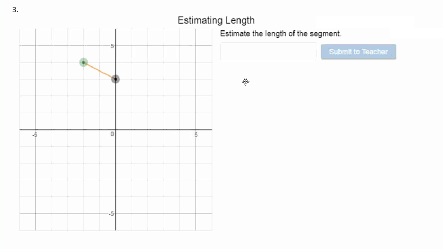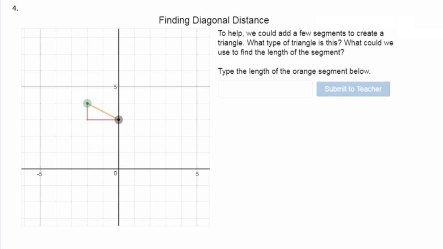Is there a way that we could calculate the length of that segment drawing on what we've done in the past? Well, in the past, we're used to working with right triangles. So we could form a right triangle using the orange segment as the hypotenuse. And so we're drawing in a vertical segment and a horizontal segment that we could find the values for. This vertical segment here has a length of 1. This horizontal segment here has a length of 2.